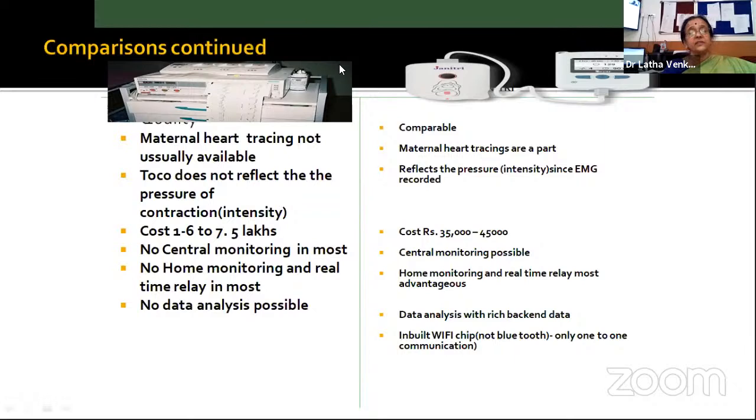As I said, TOCO does not reflect the pressure of contraction in the traditional CTG, whereas since it is EMG of the uterine musculature, it reflects the pressure of the uterine musculature or intracavitary pressure, which is very, very important especially in VBAC situations. The cost of the traditional machines is anywhere between 1.6 to 7.5 lakhs, whereas the cost here is around 35 to 55,000 rupees. No central monitoring in most of the cases.